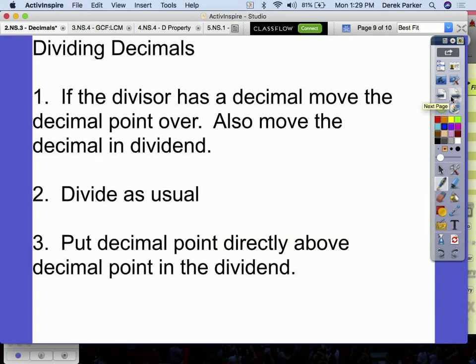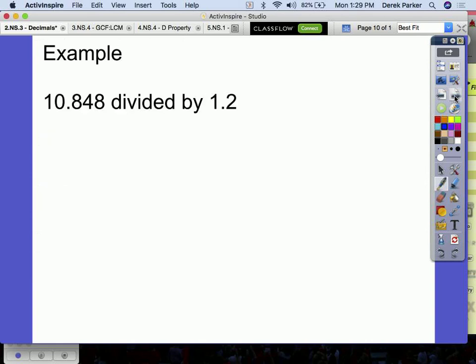Dividing decimals. If the divisor has a decimal, move the decimal point over. You got to get rid of it. Also move the decimal in the dividend. Divide as usual, then move the decimal point directly above in the dividend to your quotient. So, 10 decimal 848 thousandths divided by 1 and 2 tenths.